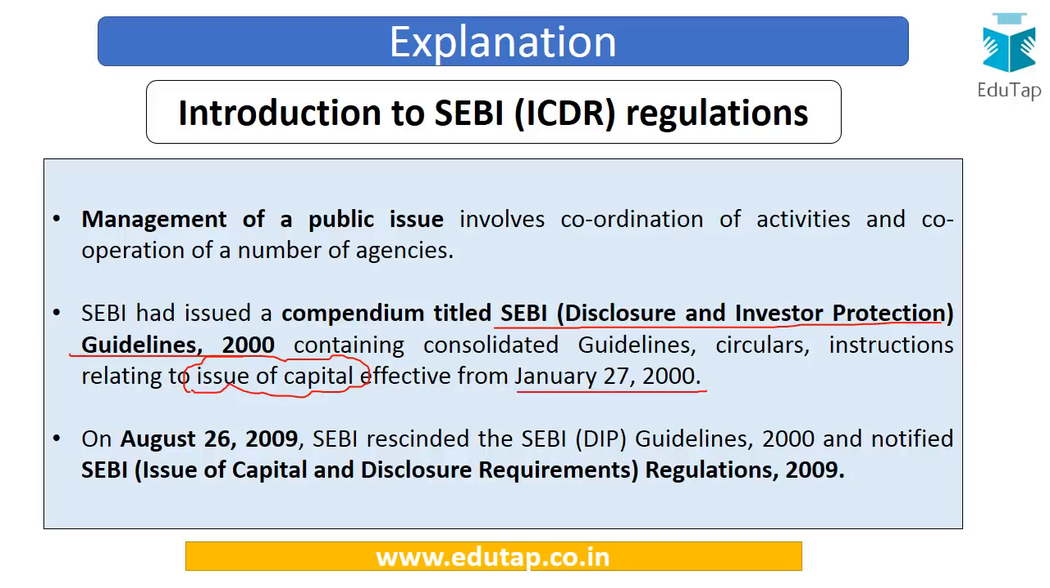However, on August 26, 2009, so after 9 years, SEBI rescinded the SEBI DIP guidelines 2000. So SEBI did away with these SEBI Disclosure and Investor Protection Guidelines 2000, and it notified a new set of regulations called SEBI Issue of Capital and Disclosure Requirements Regulations 2009. So that is how this SEBI ICDR regulations came into being, how these regulations were born. So we have to remember that these regulations came into effect in 2009, and they replaced the SEBI Disclosure and Investor Protection Guidelines of 2000.